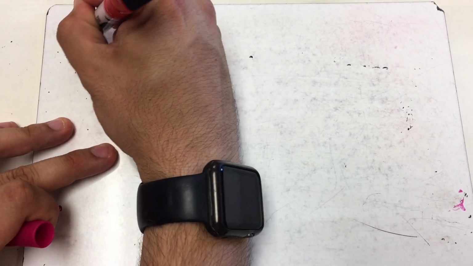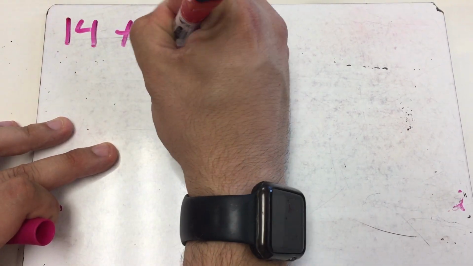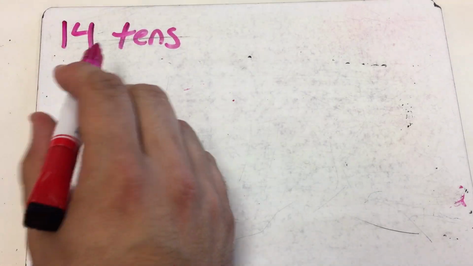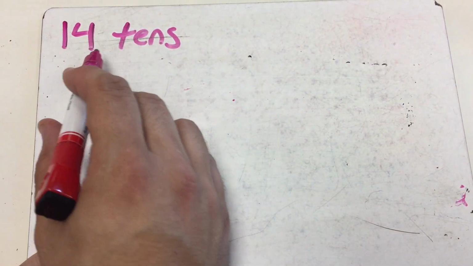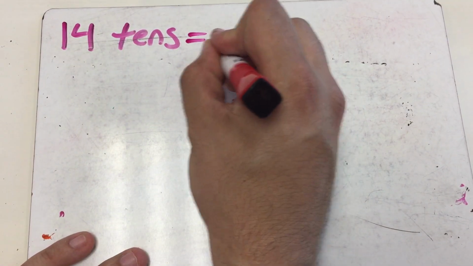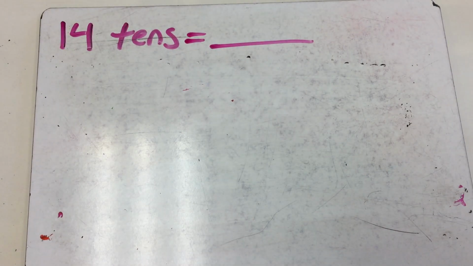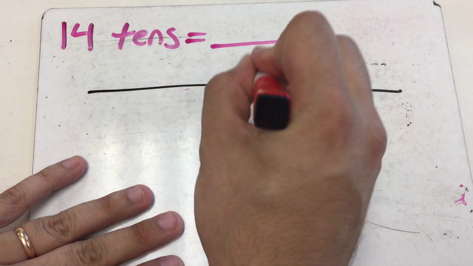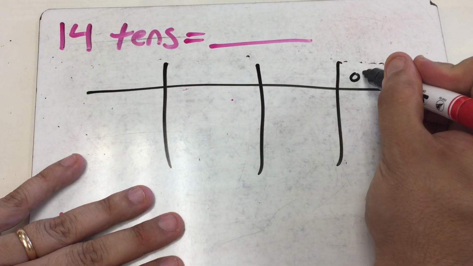Let's say I had instead 14 tens. So this time, instead of starting off with a traditional whole number, we're instead going to begin by looking at what happens when I have this broken down, 14 groups of 10, and we want to instead turn that into a regular whole number. So I'm going to start this off exactly the way I did before, by drawing a place value chart.